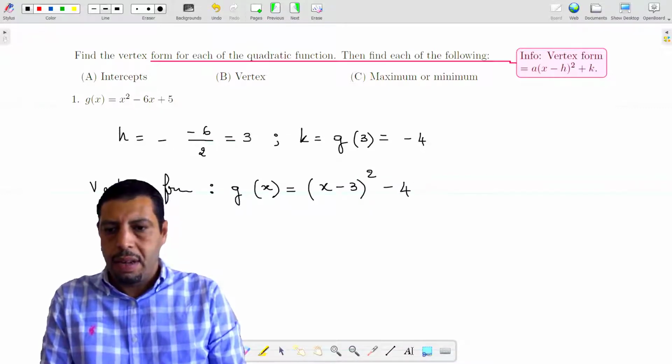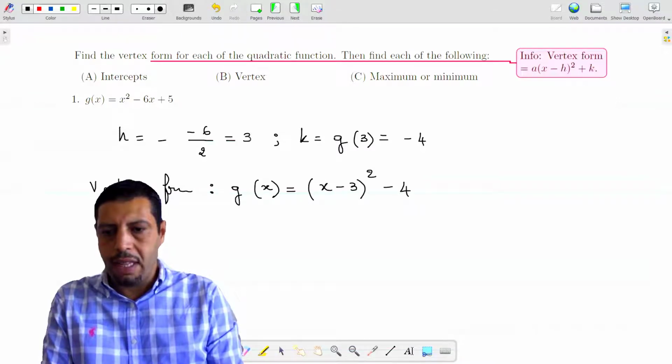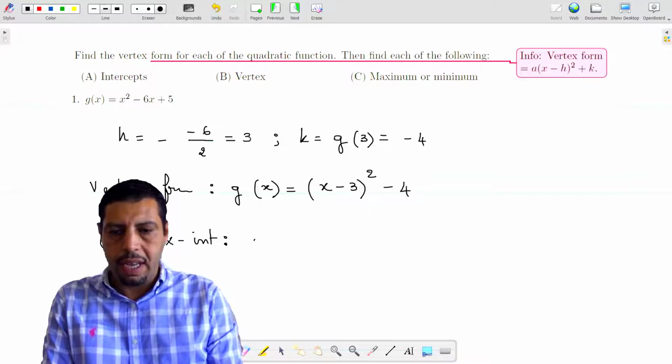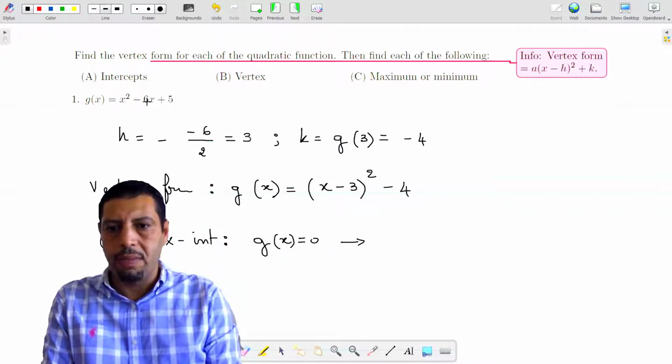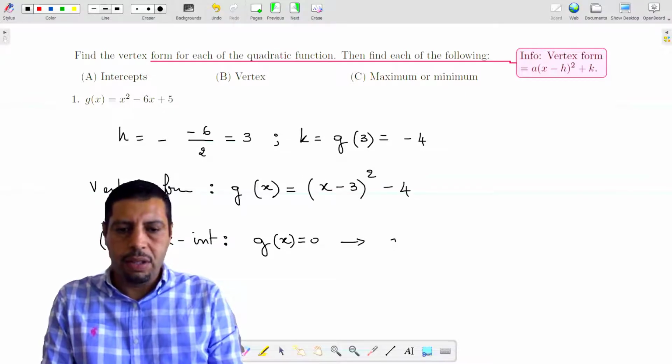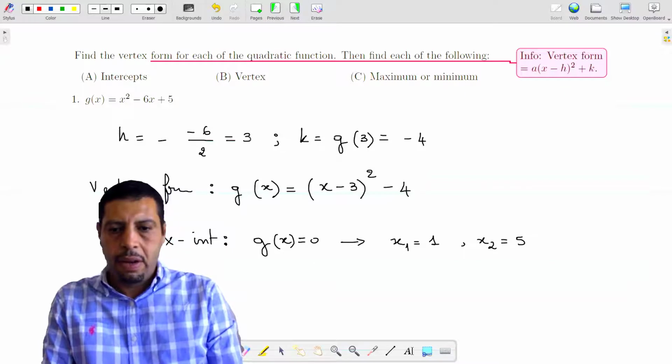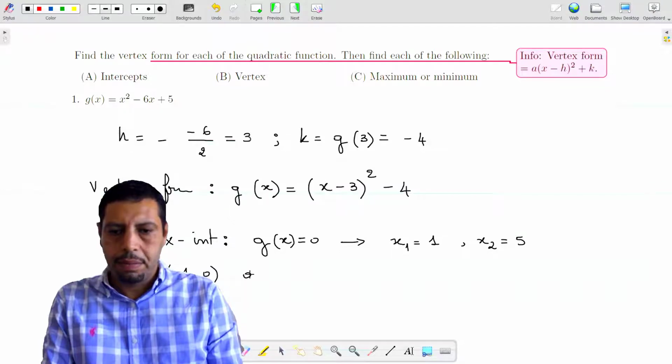minus 4. Then we'll find the x-intercepts, and to find the x-intercepts you have to solve g of x equals 0. The solutions here are the solutions of the second degree equation x squared minus 6x plus 5 equals 0. You will find two solutions: x1 equals 1 and x2 equals 5. Therefore, the x-intercepts are the points 1, 0 and 5, 0.